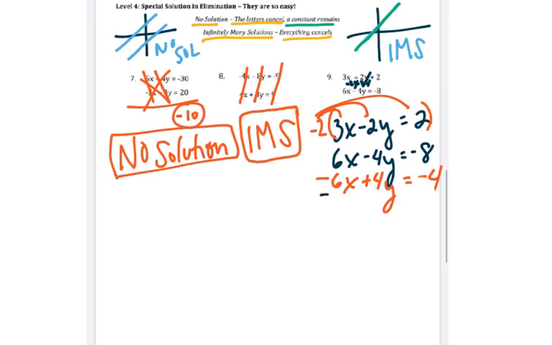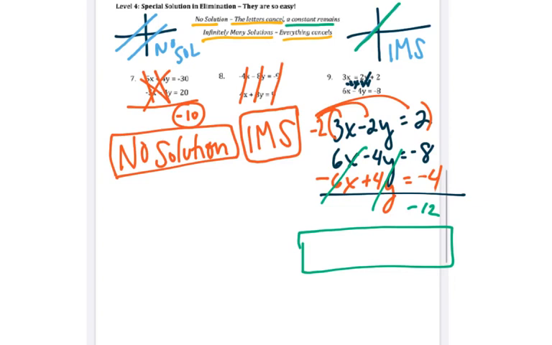Now when we look at this, let's see what happens. My x's are going to cancel, my y's are going to cancel, and there is a number left over. So go ahead and write down if you think it's no solution or infinitely many solutions. So my letters cancel, but a number remains, so that's no solution.